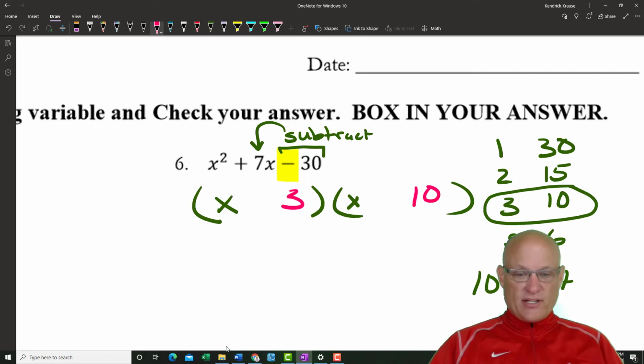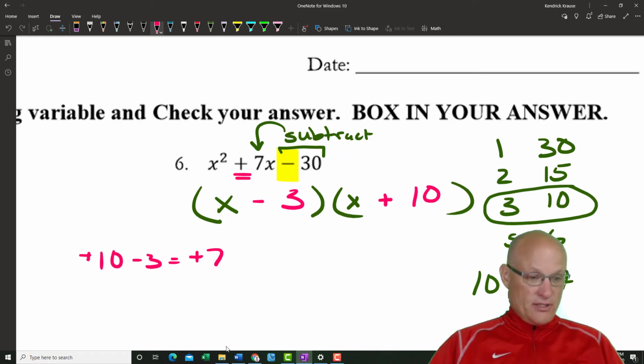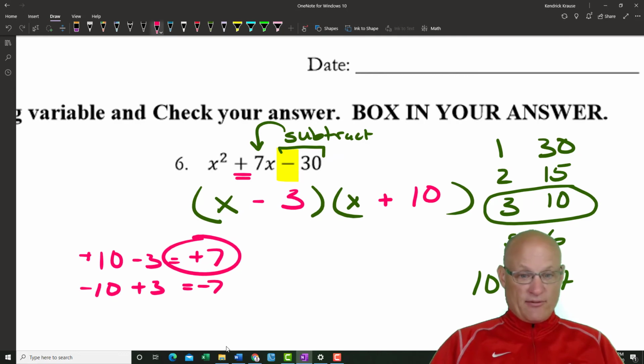Now, I want these to add up to a positive 7. So that means my larger one needs to be positive and my smaller one needs to be negative. Think about it. Positive 10 minus 3 is positive 7. But if I had negative 10 and a positive 3, that would give me negative 7. I want the positive 7.